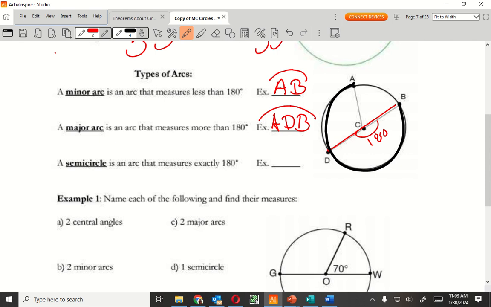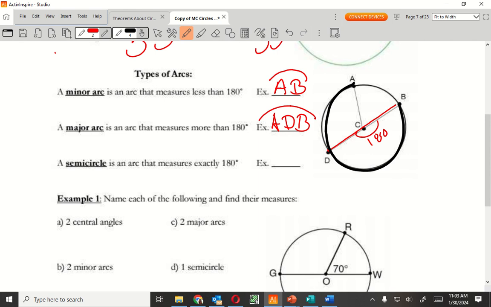And please make sure you're using the symbols correctly, because we're going to have line segments and arcs that use the same points, but they mean different things. So if it's an arc, you have to put the arc symbol, and if it's a line segment, you put the line symbol. A semicircle is an arc that measures exactly 180 degrees.